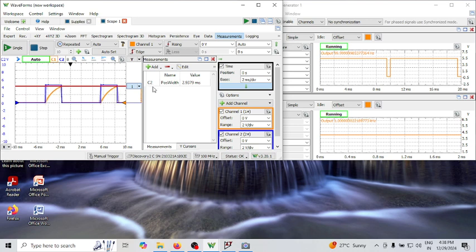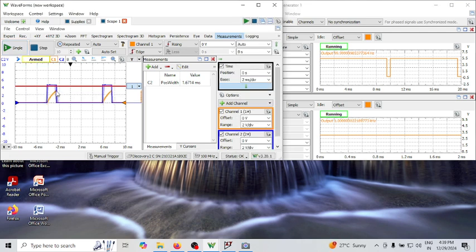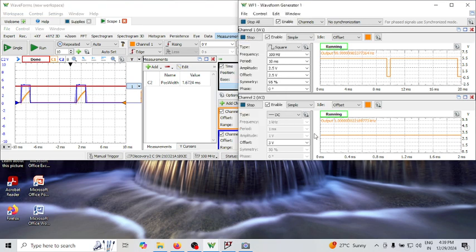Just have a look at this. Suppose I make this equal to 3 volts. Can you see this is also coming down to 3 volts, and you can see the pulse width also reduced the moment I make this equal to 2 volts.